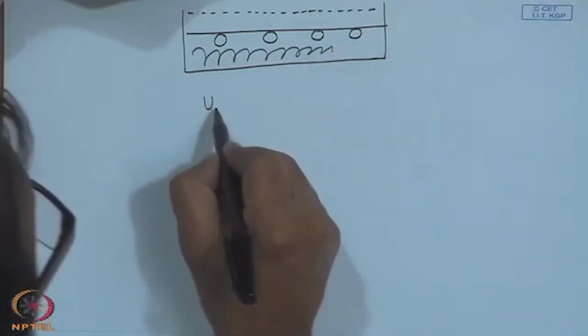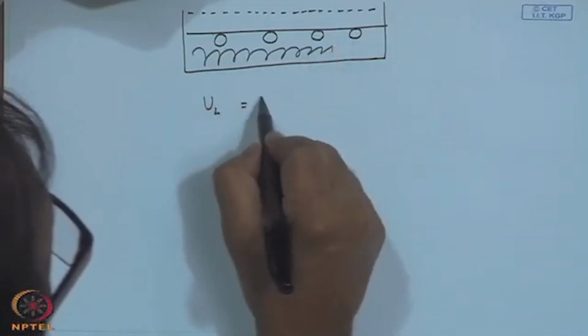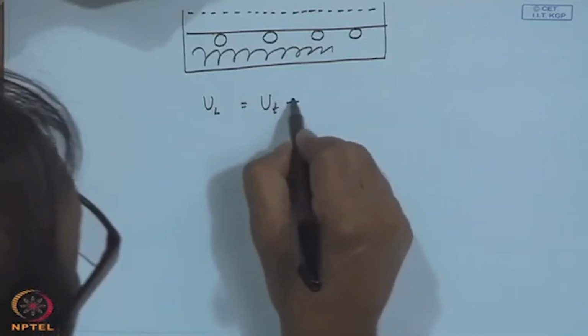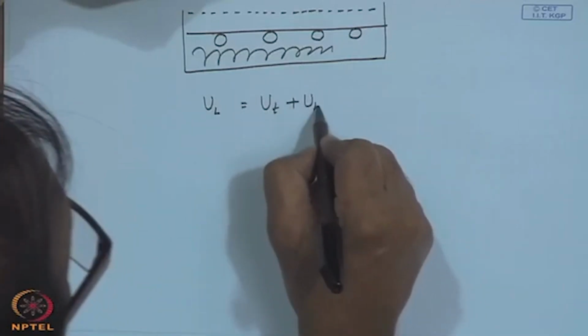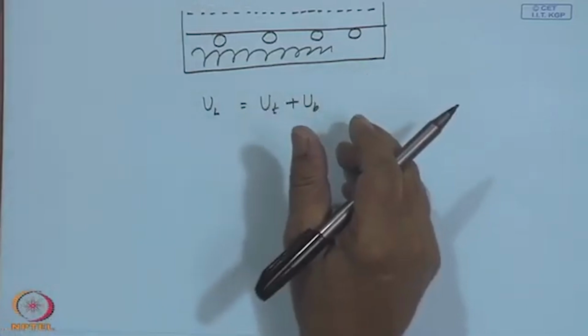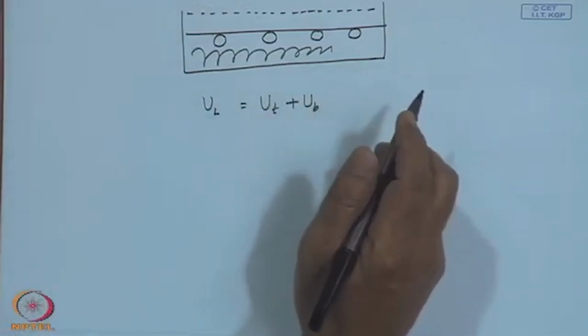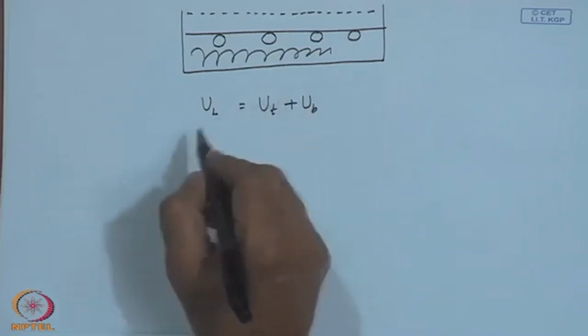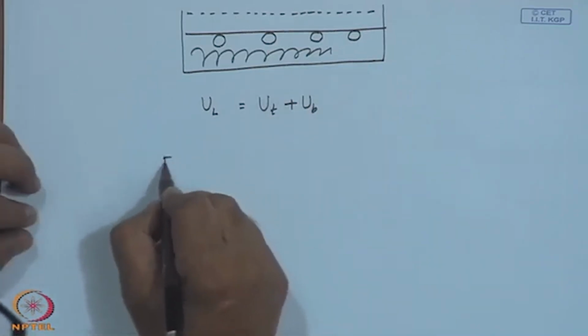For this, the overall loss coefficient will be the sum of the top loss coefficient and the back loss coefficient. And we have also obtained the expression for the collector efficiency factor.